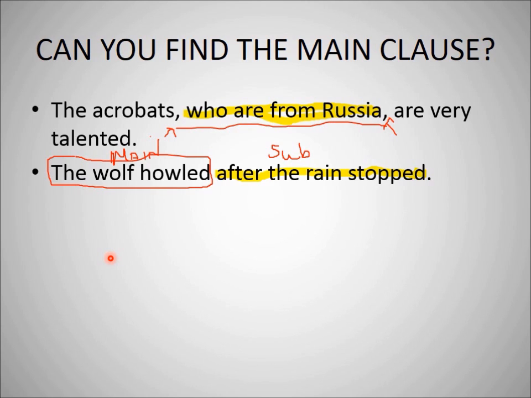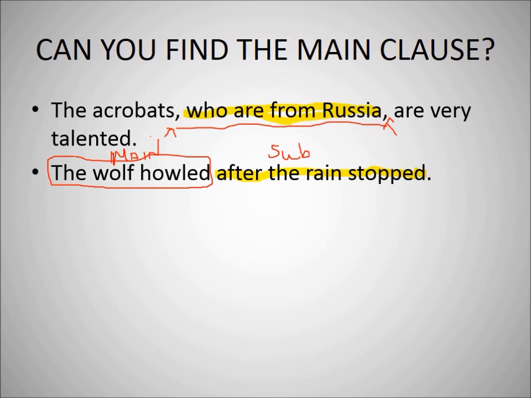The main clause again is your independent clause. The subject and a verb, there should be no subordinate conjunction. So the easiest thing for you to do is to know, well, where's the subordinate conjunction? Can you find it? Yep, the word "after" is your subordinate conjunction. So write this sentence on your paper. "The wolf howled after the rain."